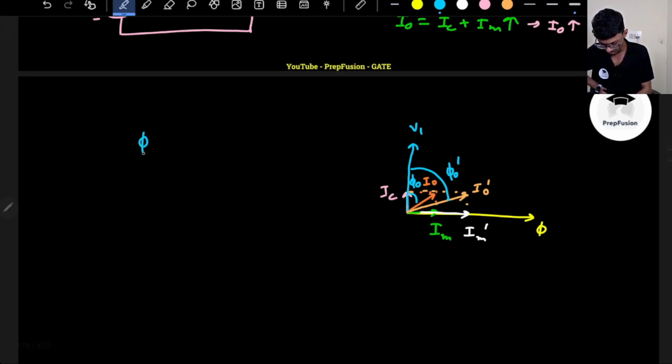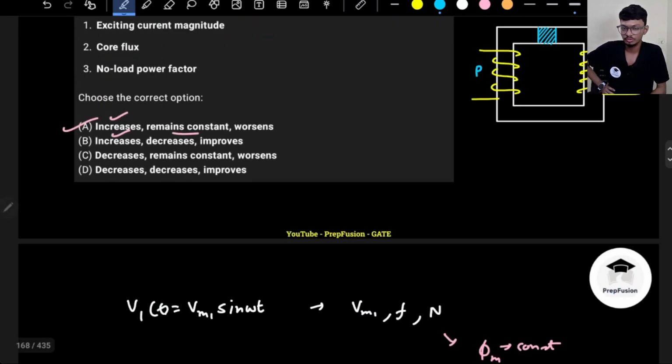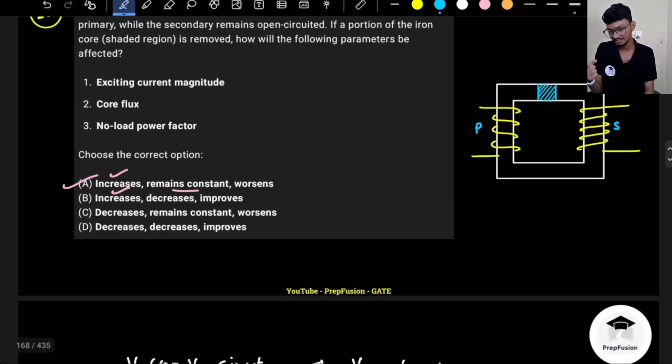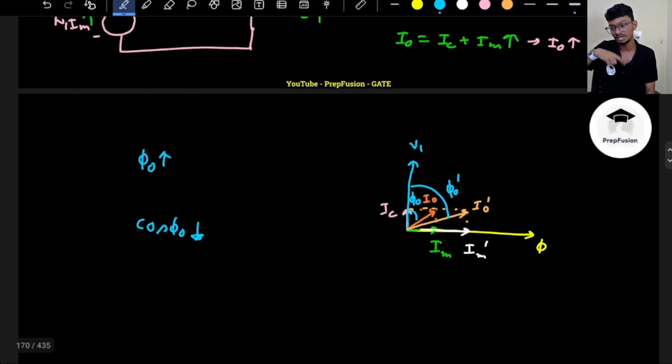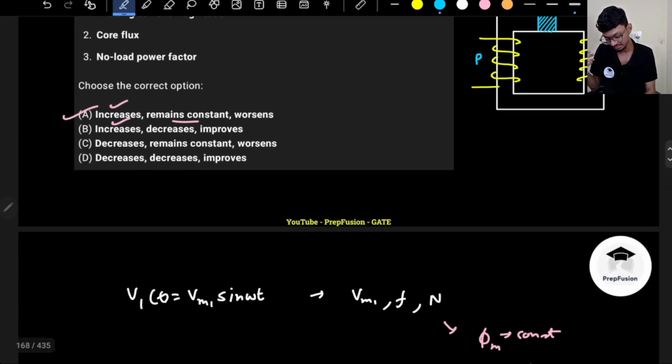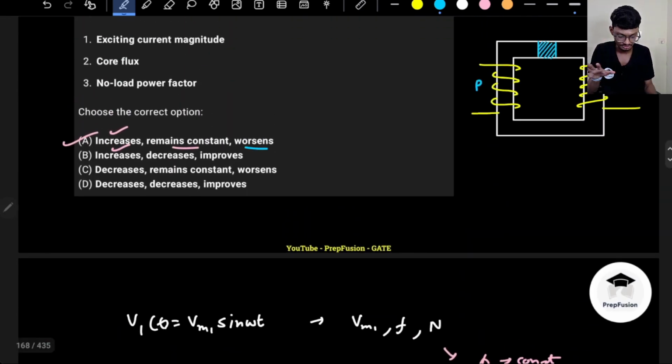If phi O increases, the power factor will reduce. Phi O has increased, so cos of phi O will reduce. Cos theta and theta follow an inverse relationship, so if theta has increased, cos theta will reduce. So the no load power factor will worsen. Worsen means, of course, we don't like that in power systems. We will learn this, that there is a term known as power factor correction. We want to be as close to unity power factor as possible. Here, as cos phi is reducing, it is going further away from unity power factor. That is not a good sign, which is why it says it worsens. So option A will be the correct answer in this question.